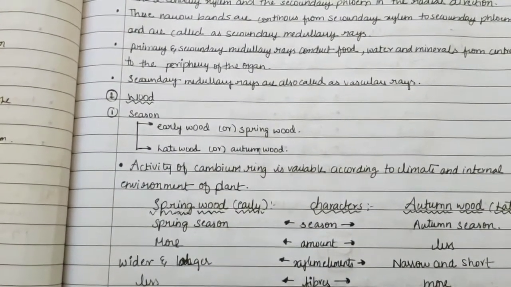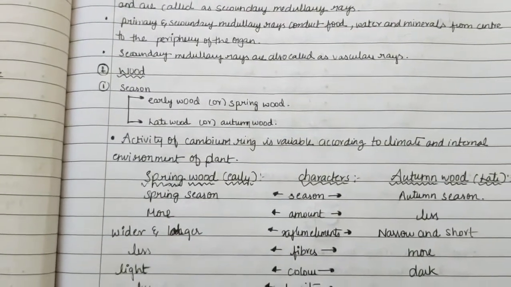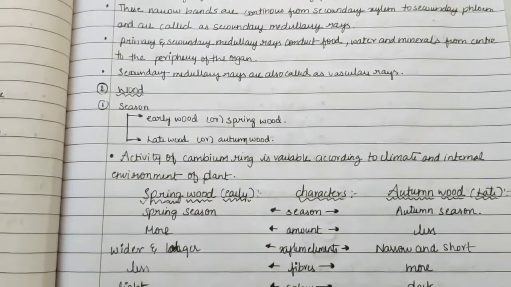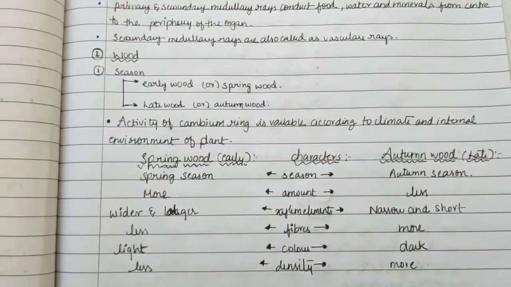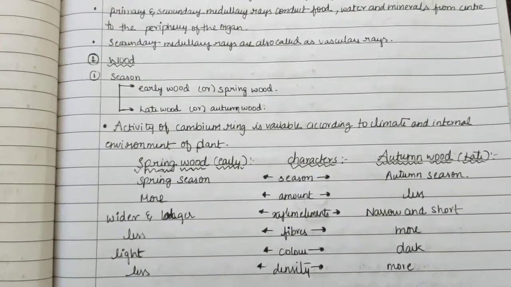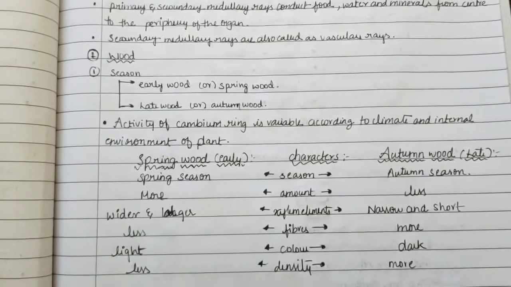Now let us discuss wood. First, in wood, let us discuss season. According to season there are two types, early wood and late wood. Early wood is also known as spring wood, and late wood is also autumn wood. The activity of the cambial ring is variable according to the climate and internal environment of the plant.